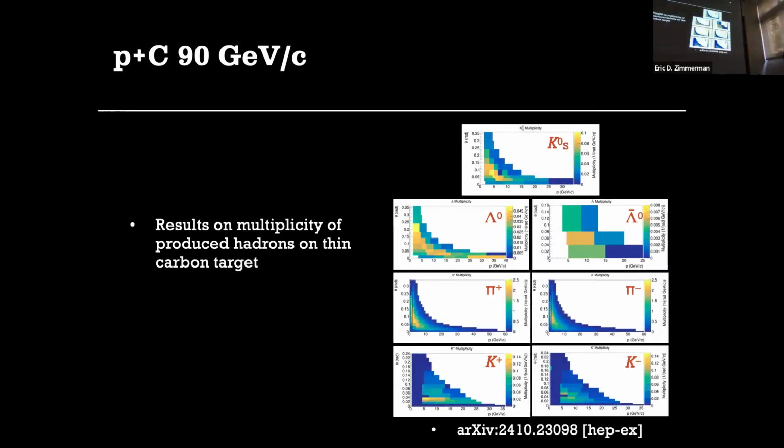Here are some of our results for charged particle yields. Here you get a sense of the kinematic binning that we're able to use. This is angle theta versus momentum. So this is yield versus theta and momentum for each of these particles.